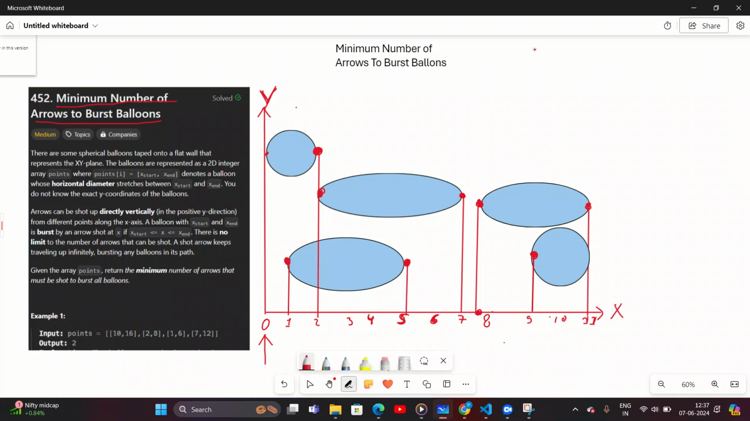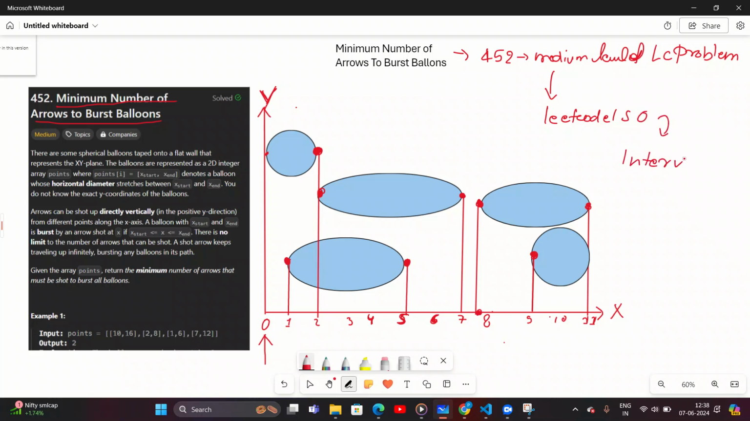In this video, we are going to solve an interesting LeetCode problem, that is Minimum Number of Arrows to Burst Balloons. The problem number is 452 and it is a medium level LeetCode problem. It is also part of LeetCode 150 and comes under the topic of intervals, which consists of 4 problems.